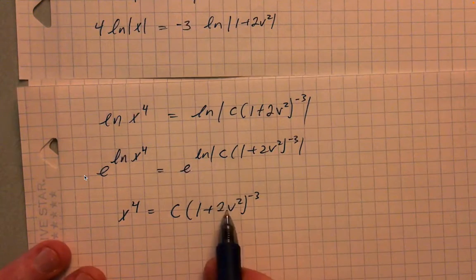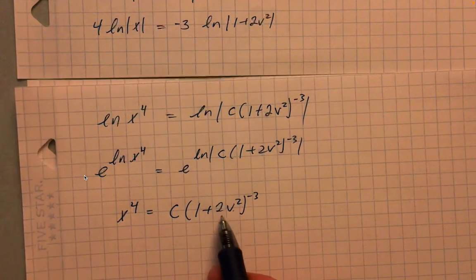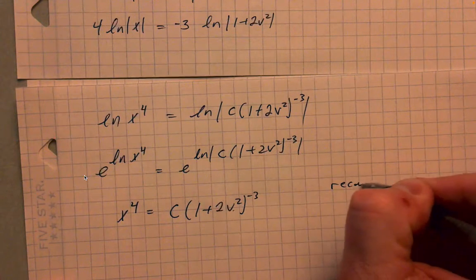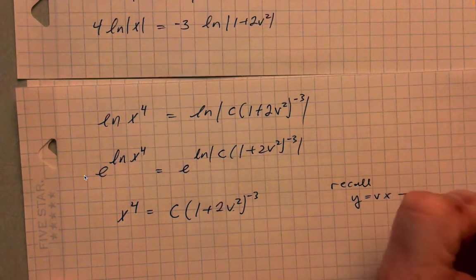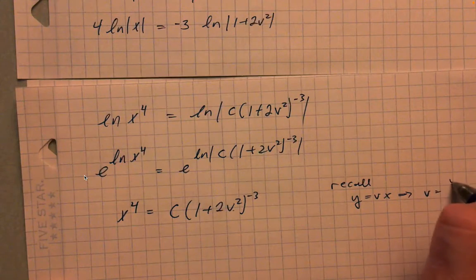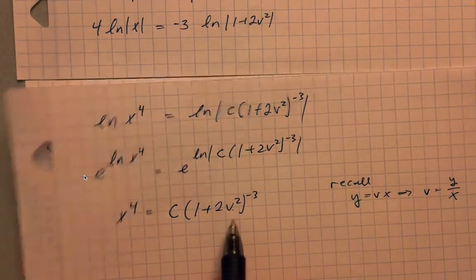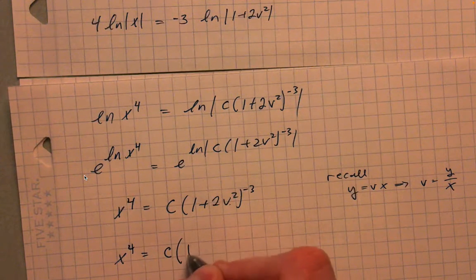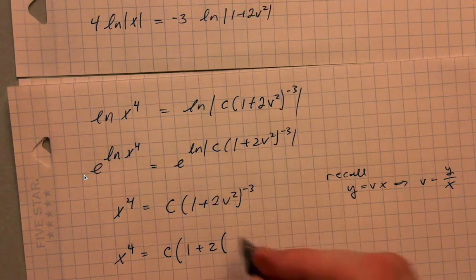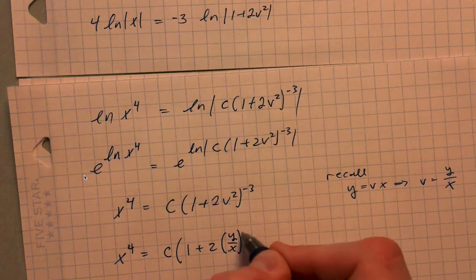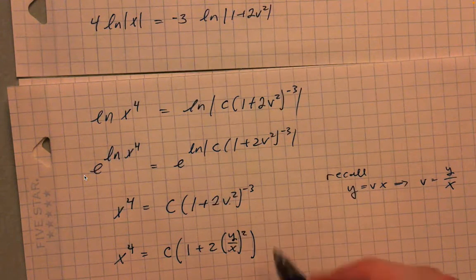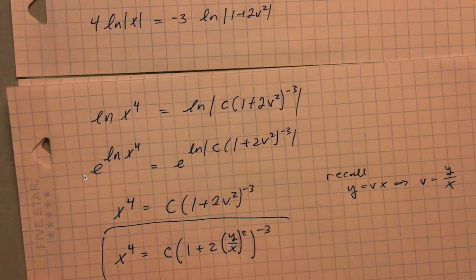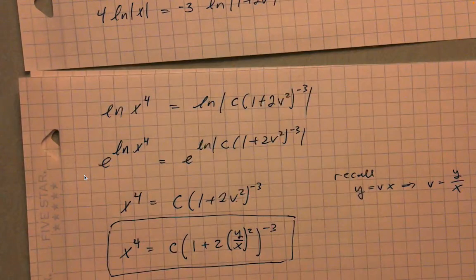And then the last step, of course, is we don't want the v, we want our original variable. So remember we said that y is equal to vx, and so that means v is equal to y over x, and so we can plug that back in, and we get x to the 4th equals c times 1 plus 2 times y over x squared, and that's raised to the negative 3rd power. Okay, and so this would be the solution to this equation.